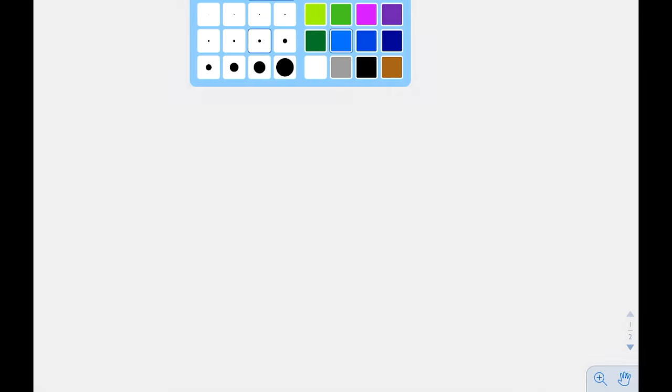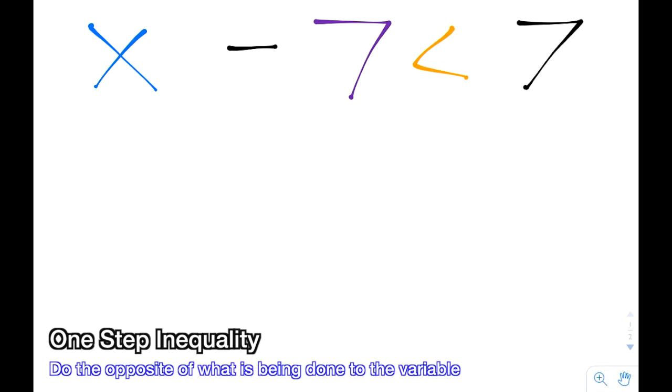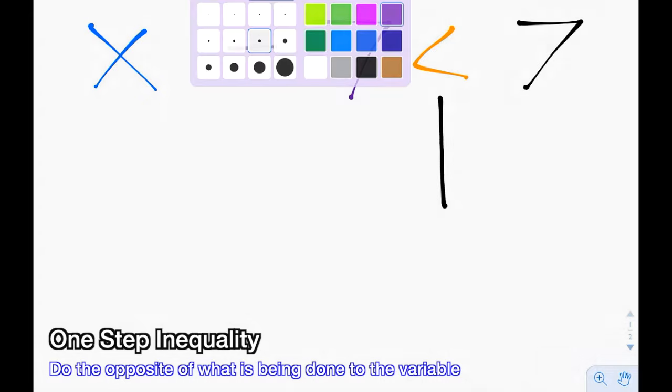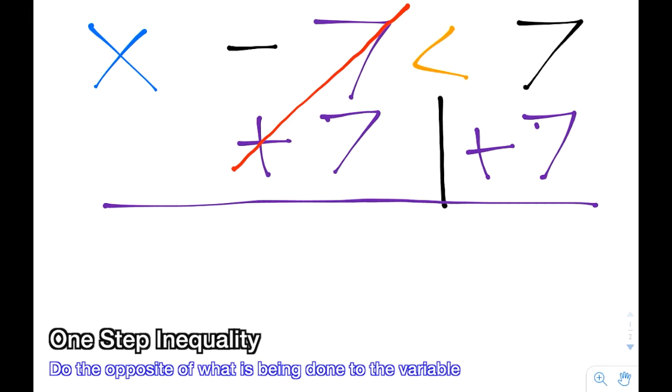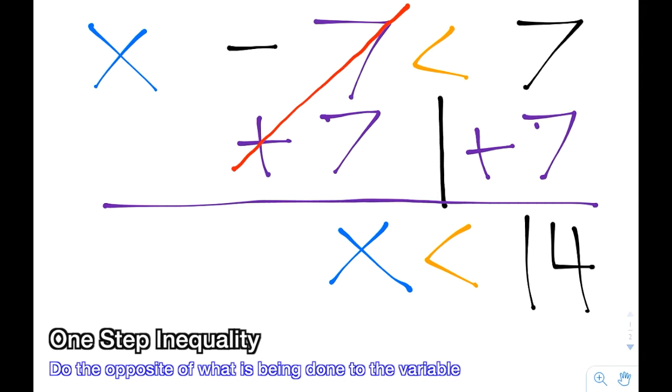Solving inequalities are very much like solving equations, except they are a little bit different. Unlike equations, an inequality tells you what the answer could be, not what it is. To solve a one-step inequality, simply do the opposite of what is being done to the variable. In this example, add 7 to both sides of the inequality since 7 is being subtracted from x. Your answer should be x is less than 14.